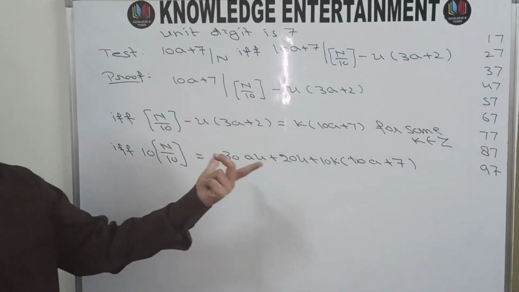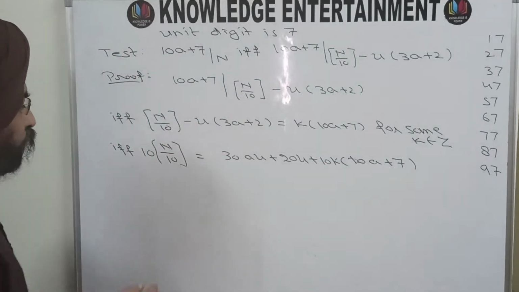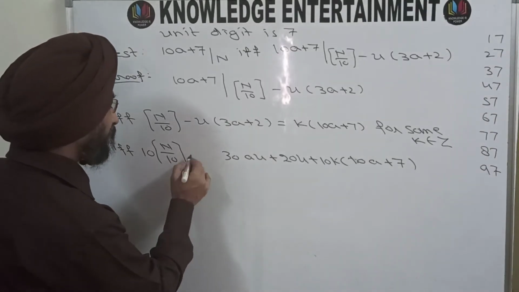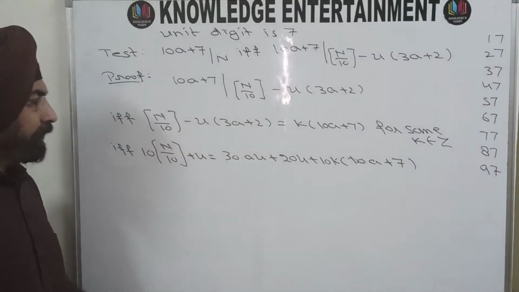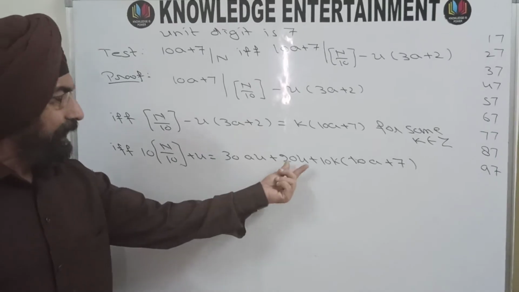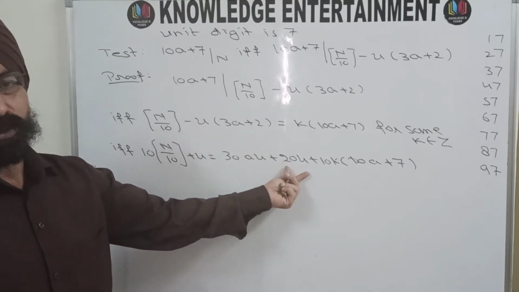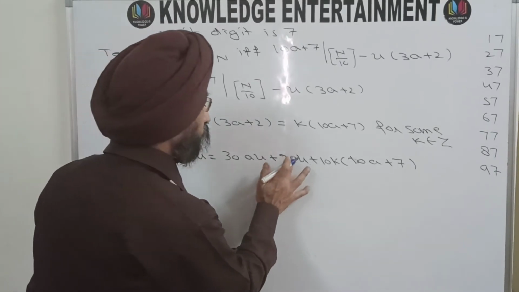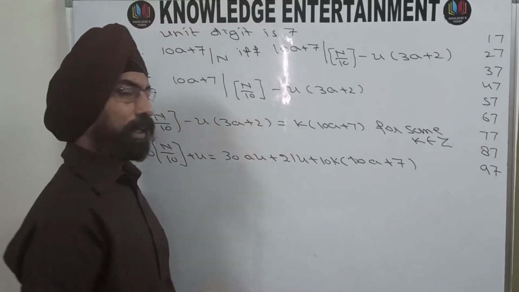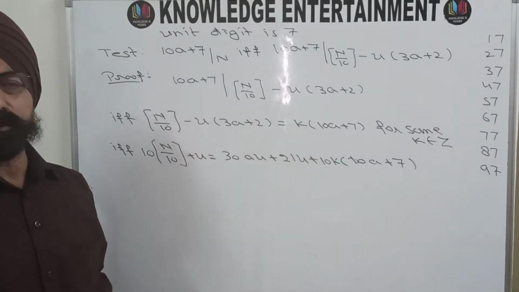And now add u both sides. So adding u both sides, what you are going to get here is plus u. This term will be as it is. This term 20u, when you will add 1u, it will become 21u. So here you will get 21u and the rest of the terms will be the same.